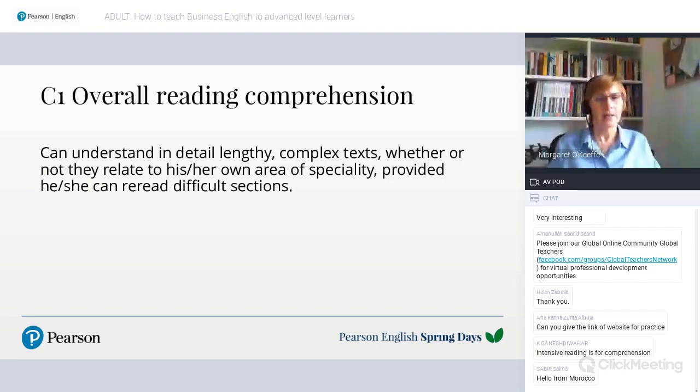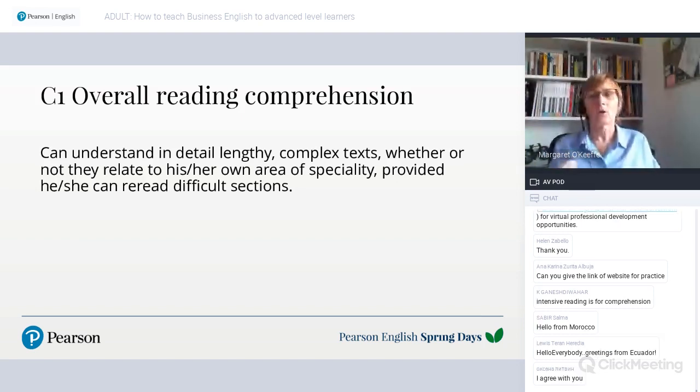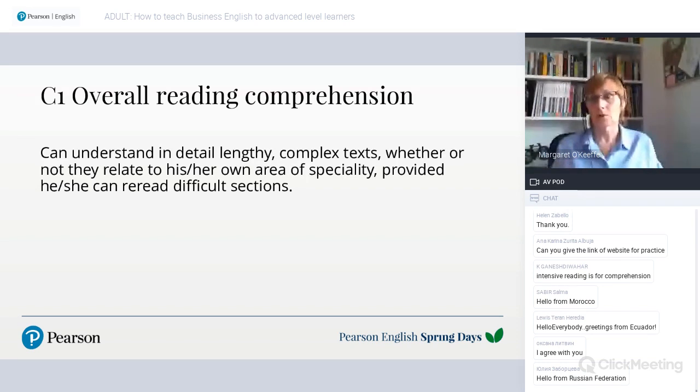So it's very clear there. It's saying they need to be lengthy, they need to be complex, and they're not necessarily related to your field of expertise. So how is that going to happen? I think a lot of our students are very used to now reading lots of stuff. We're all reading lots of stuff on mobile phones and stuff like that. But I don't think a lot of it is detailed, lengthy, and outside of our area of specialty.